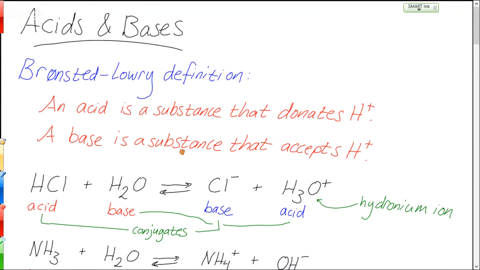Looked at conjugate acids and bases. This thing's kind of hard to see. It gets right in my eyes. All right, that's better.